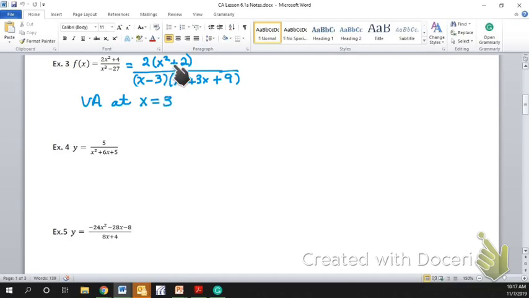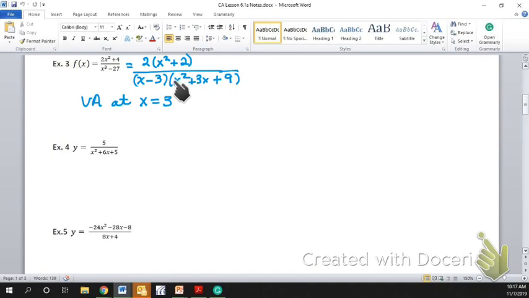Because there's a plus sign right after both of them. Okay? You only get to cancel things that are multiplied. So if I had a parentheses down here that said x squared plus 2, I could cancel the whole parentheses because the whole parentheses is times something. Okay? But I can't do that with addition. So I have a vertical asymptote at x equals 3 because 3 makes this come out to be 0, and 0 times anything is 0, right?